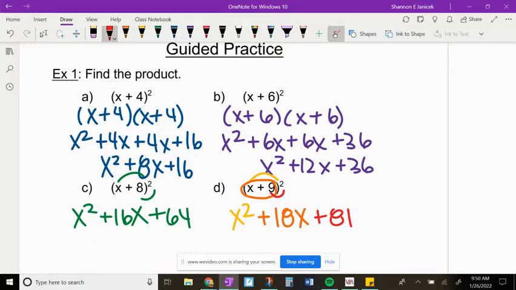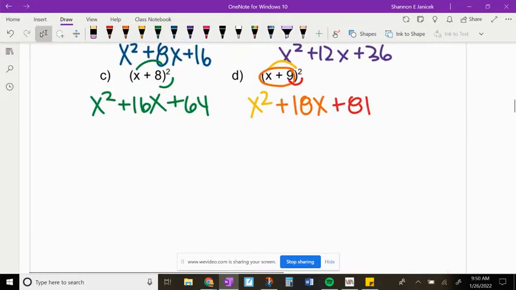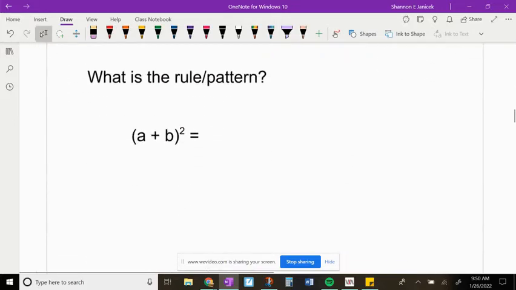Do you have to remember the shortcut? Heck, no. Can you just FOIL like normal? Heck, yes. It is up to you. If you are someone who wants to go quicker, perfect. All the more power to you.